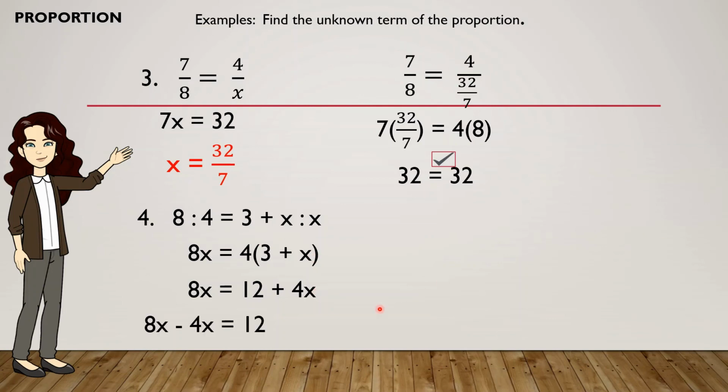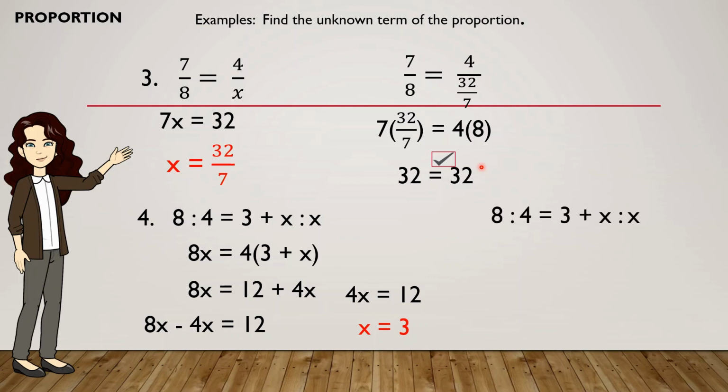And then, transpose 4x and it becomes negative 4x. So, it becomes 8x minus 4x is equal to 12. And that is 4x is equal to 12. Then divide by 4. 4 divided by 4 is 1, so it becomes x. Then 12 divided by 4 is 3. So the value of x is 3.